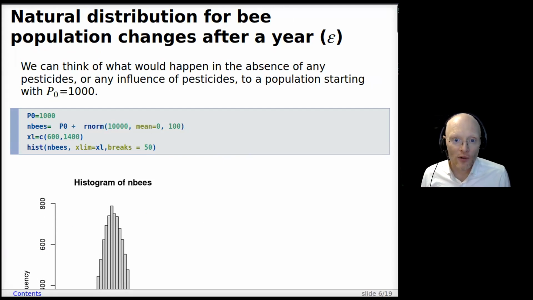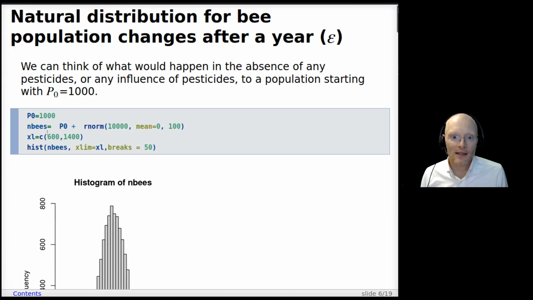Now, what is this? This is a function that's built into R that gives us a distribution. This is the normal distribution, and it says take 10,000 different draws, different samples from a normal distribution that has a mean of 0 and a standard deviation or a width of 100. So what I end up with here is that NBs is in fact not a single value. It's 10,000 values that come out of this equation. The rnorm function gives me 10,000 samples from a normal distribution.